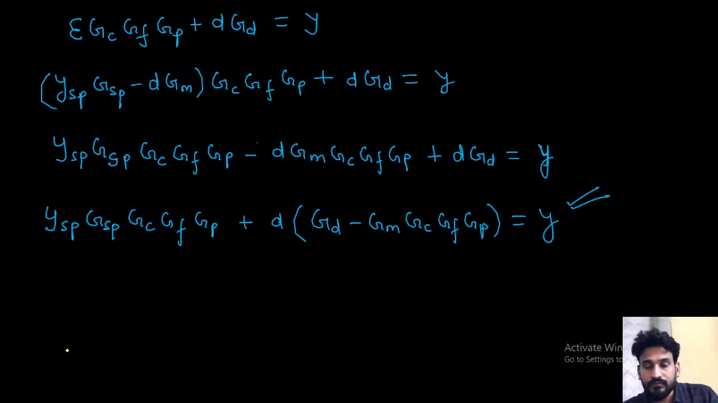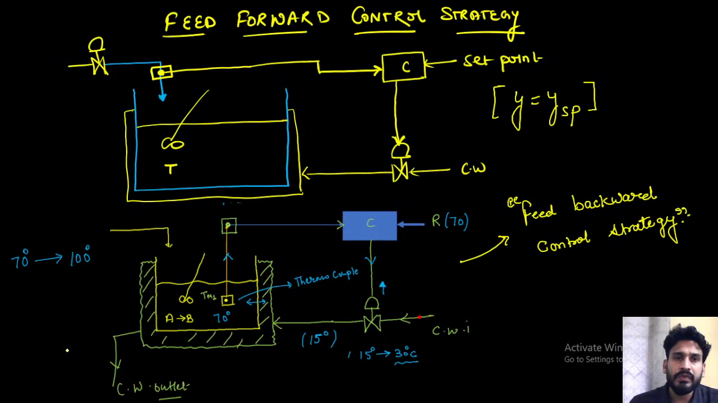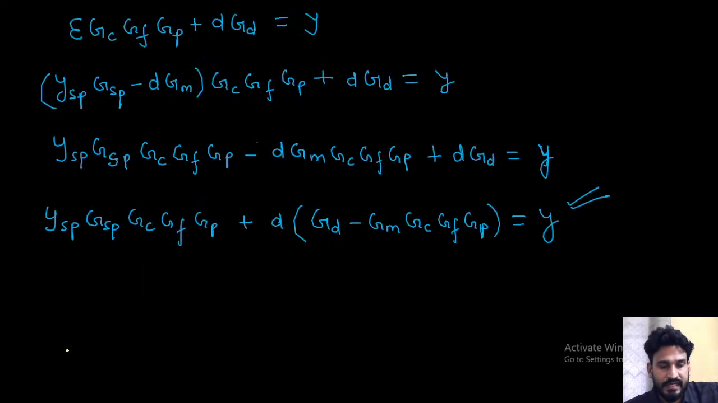Now, from here, you just need to understand what my feed forward actually is. Feed forward control strategy is a strategy which basically works in such a way that no disturbance can come into my system. So it is basically disturbance rejection. It is a perfect disturbance rejection strategy. It is clear to you. So it is also called disturbance rejection.